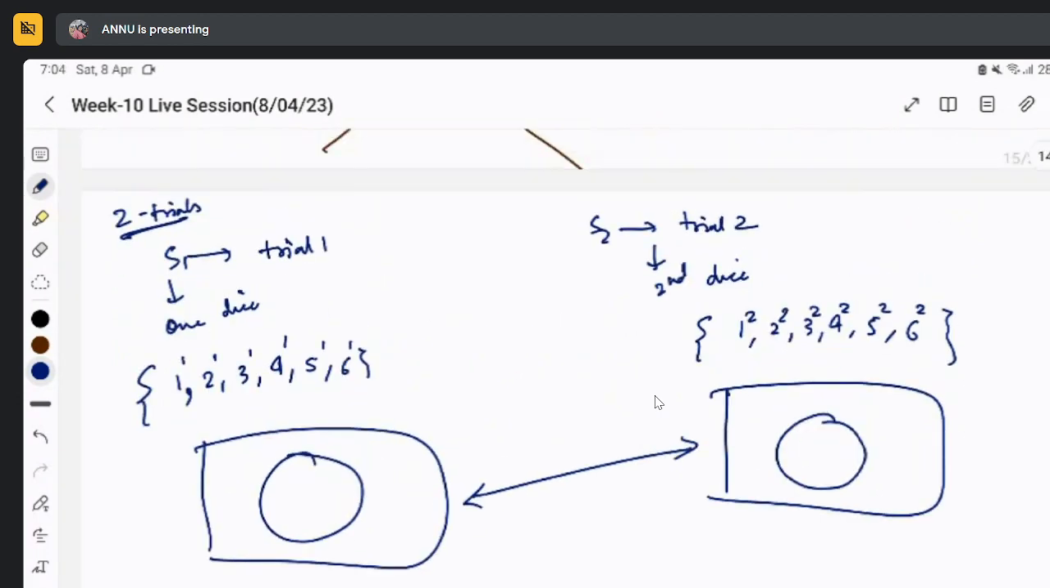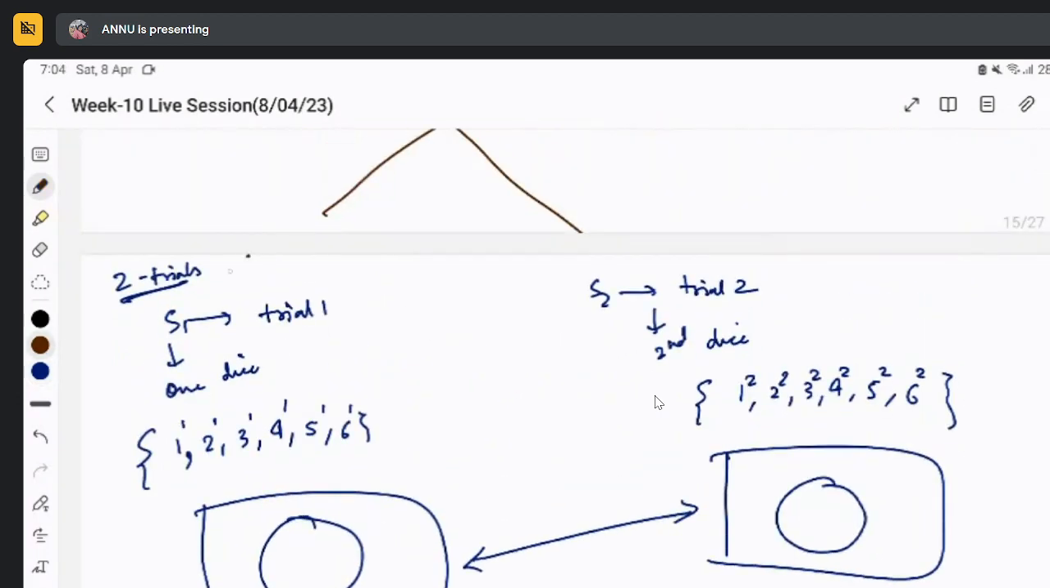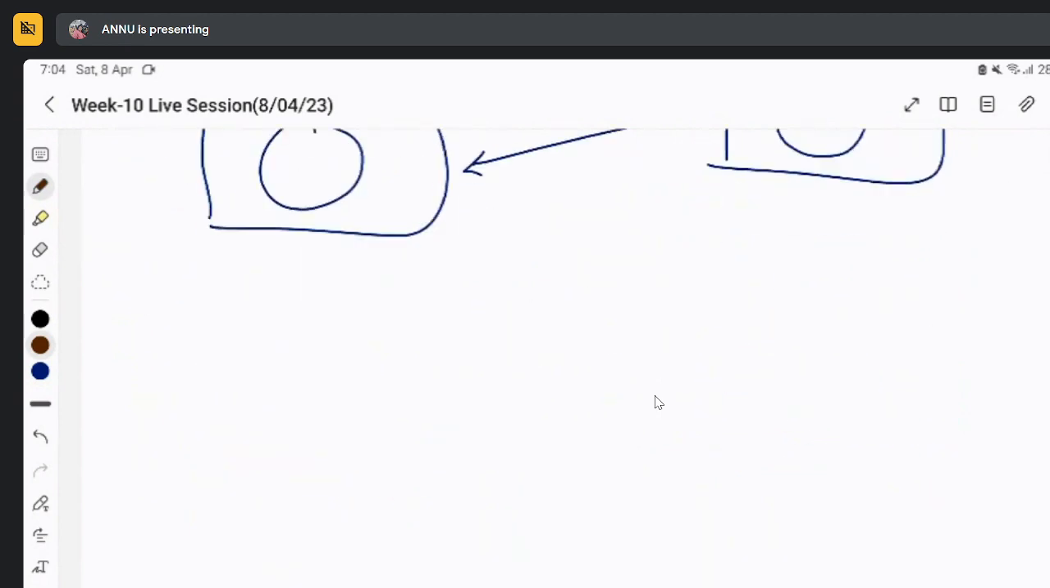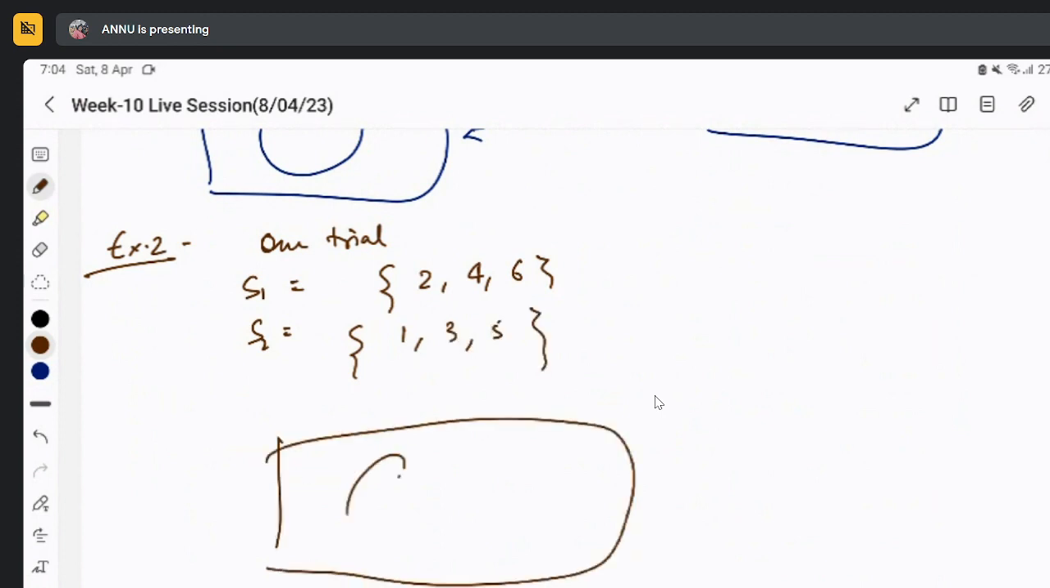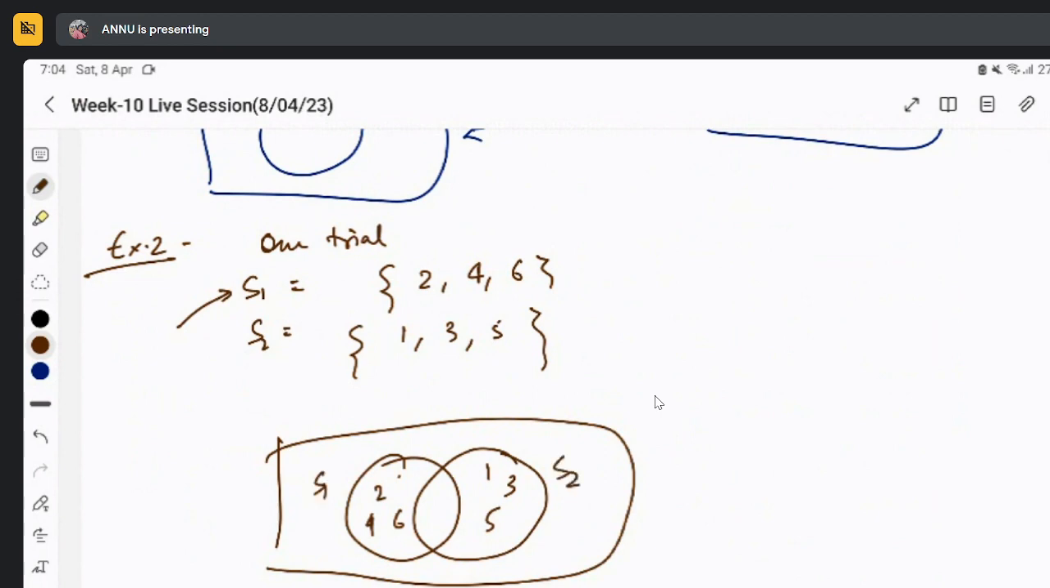For example, consider the second example. Example 2: you have one trial and one experiment with S1 and S2. Here you will have the even numbers 2, 4, 6, and here you will have the odd numbers 1, 3, 5. So S1 and S2 lie in the same domain. If S1 occurs, it restricts the occurrence of S2, and if S2 occurs, it restricts the occurrence of S1. So this is an example of mutually exclusive events.